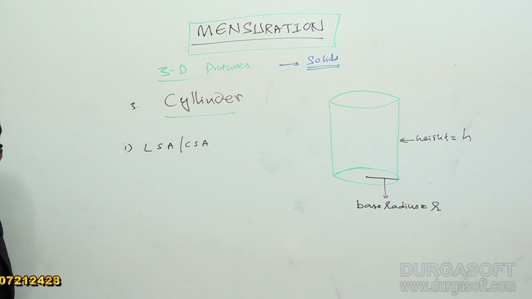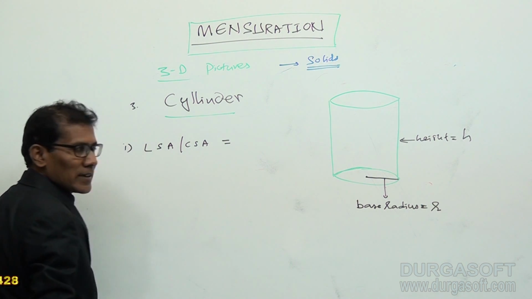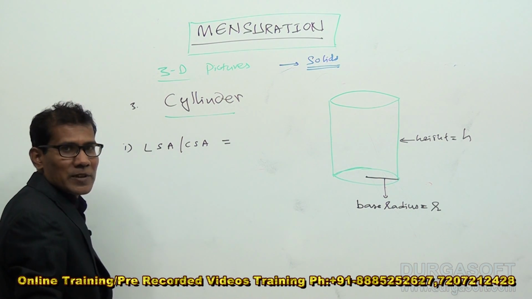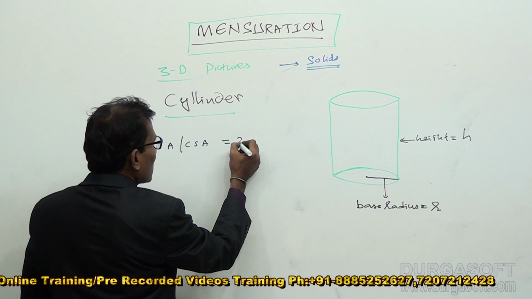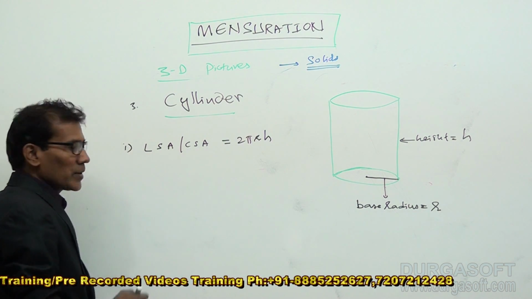As we have seen, lateral surface area and curved surface area are both the same. The lateral surface area is nothing but the base perimeter into height. Find the perimeter of the base and multiply it by height. It is 2 pi r, the base perimeter, into h, in square units.